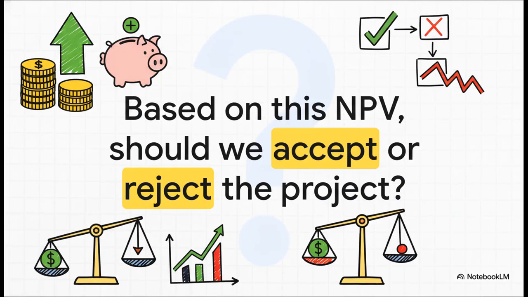So we have our number, $19,800. It's a positive number? Great. But what does that actually tell us? What's the final call here? Does the company go ahead and pull the trigger on this investment?